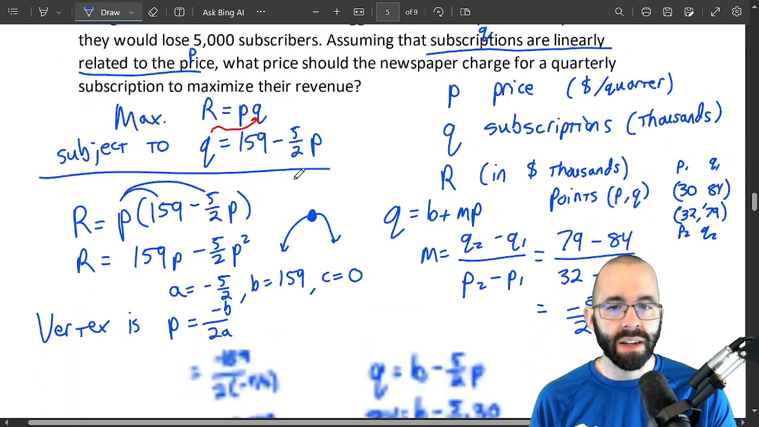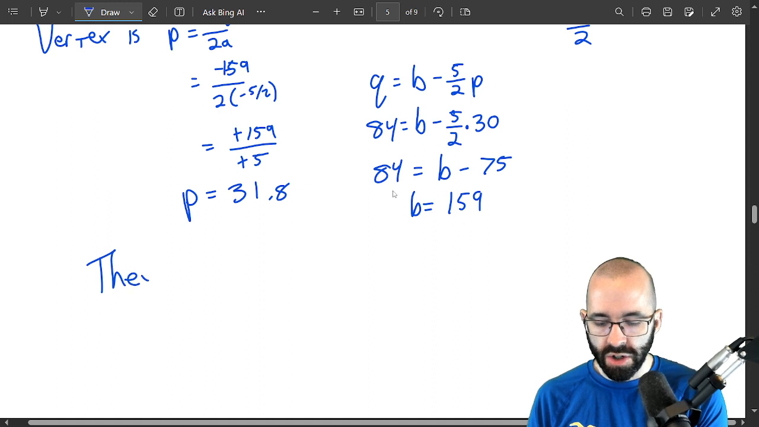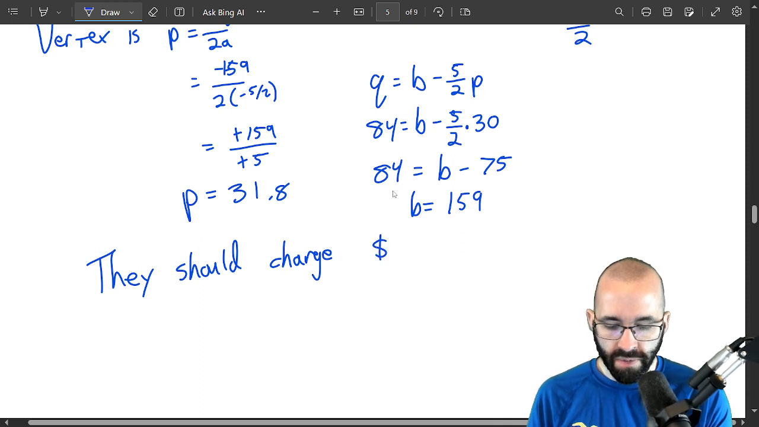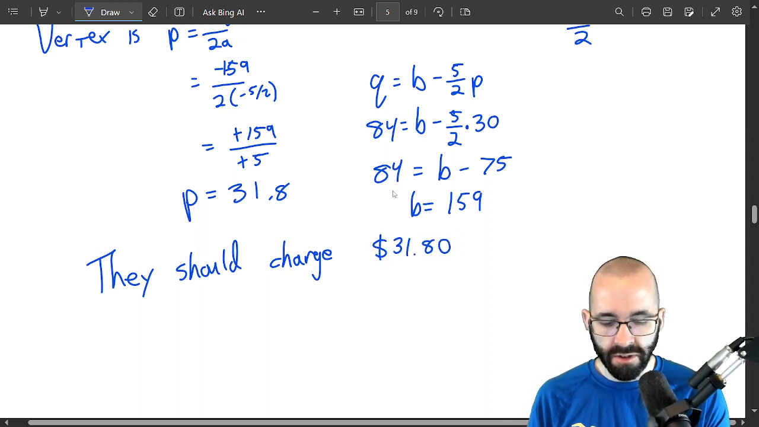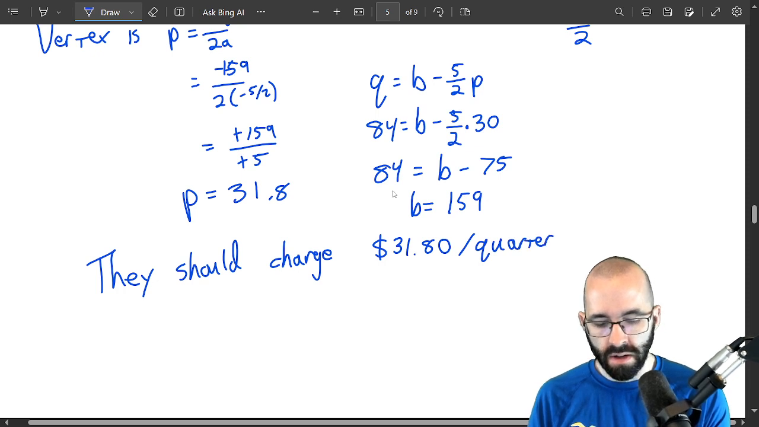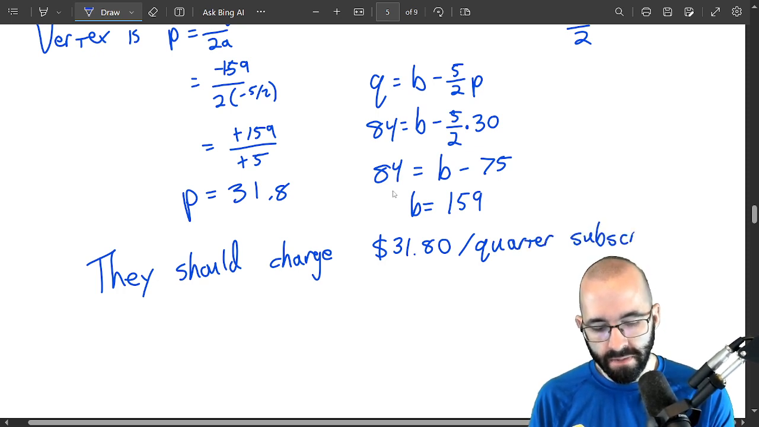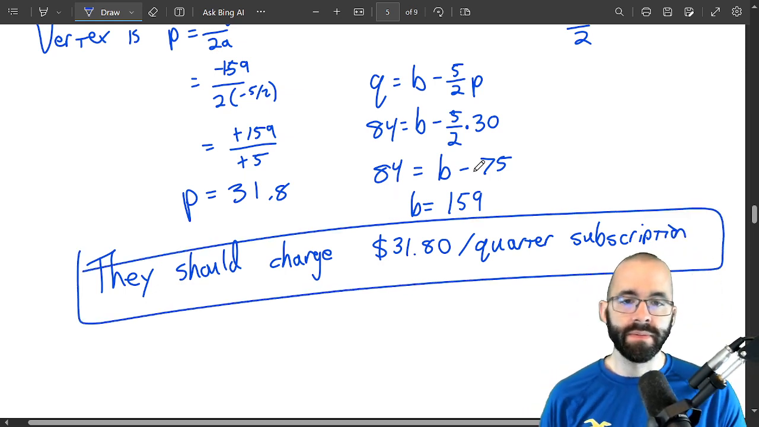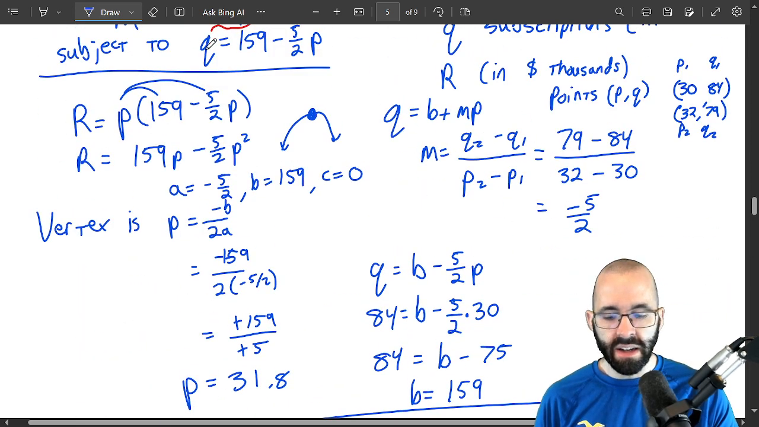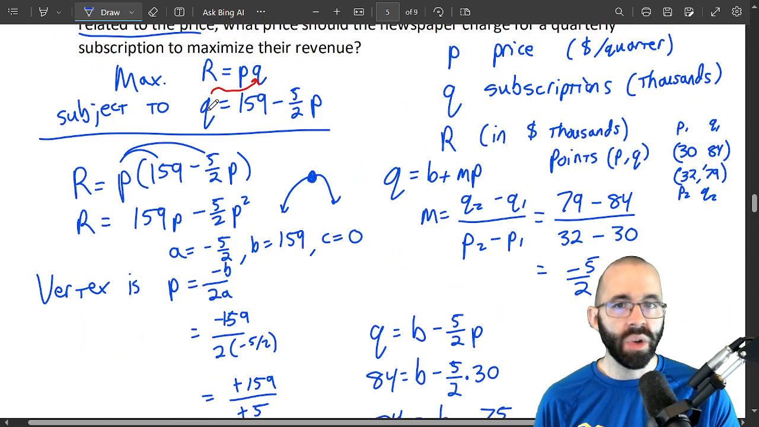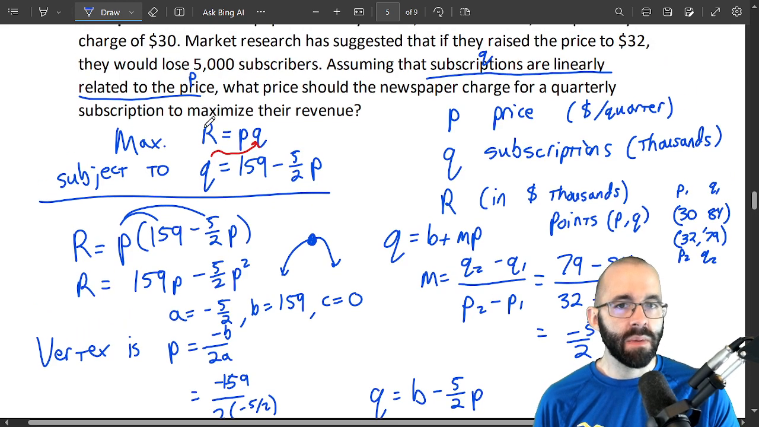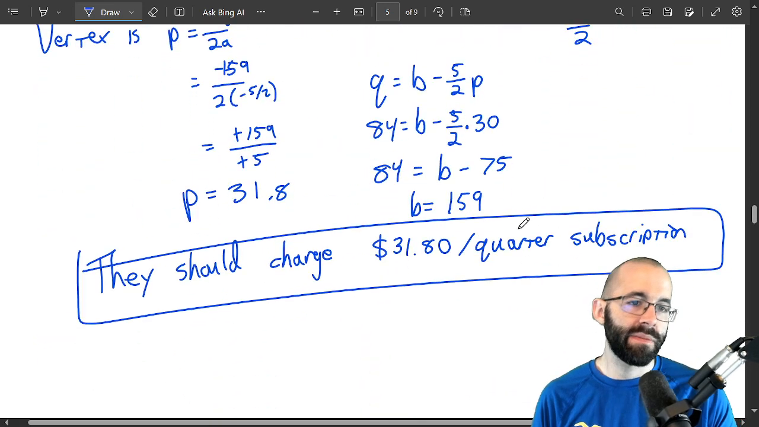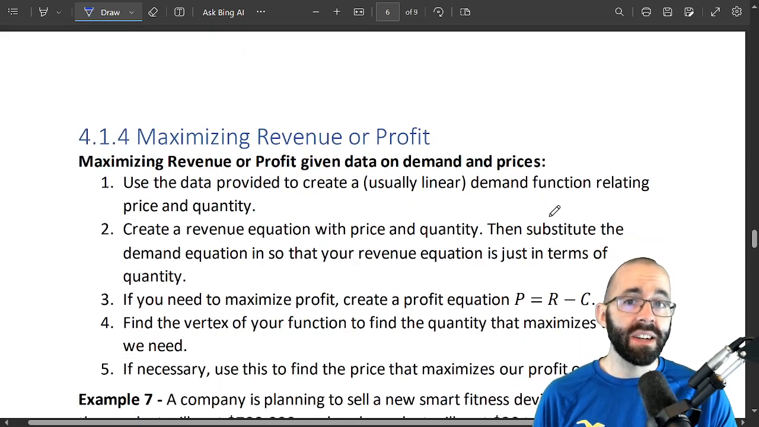What price should they charge to maximize the revenue? They should charge $31.80 for a quarter subscription. There we go. We didn't substitute at the end because it didn't ask how many subscribers we were going to have. We could have found it. It didn't ask what the maximum revenue should be. We could have found it. But all they asked is what price should we charge? And that's our answer. We'll formalize this more in the next video.